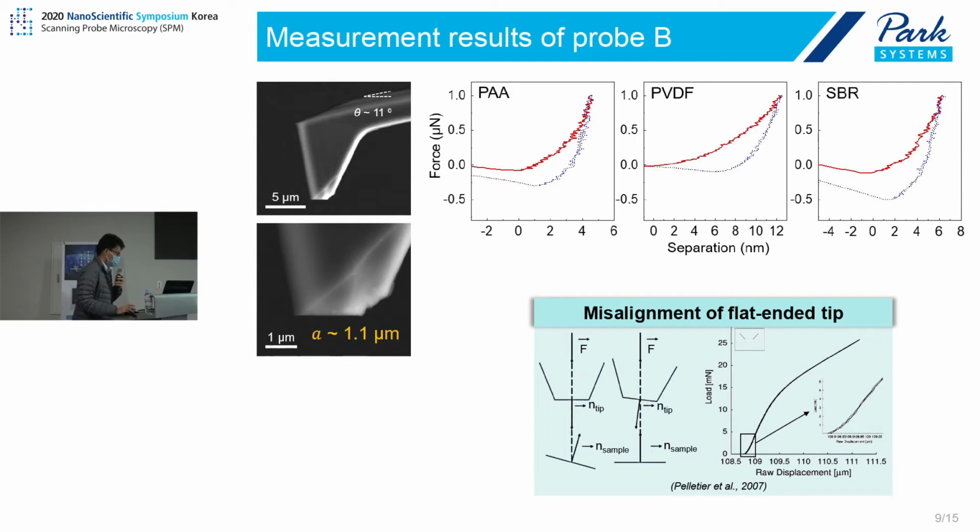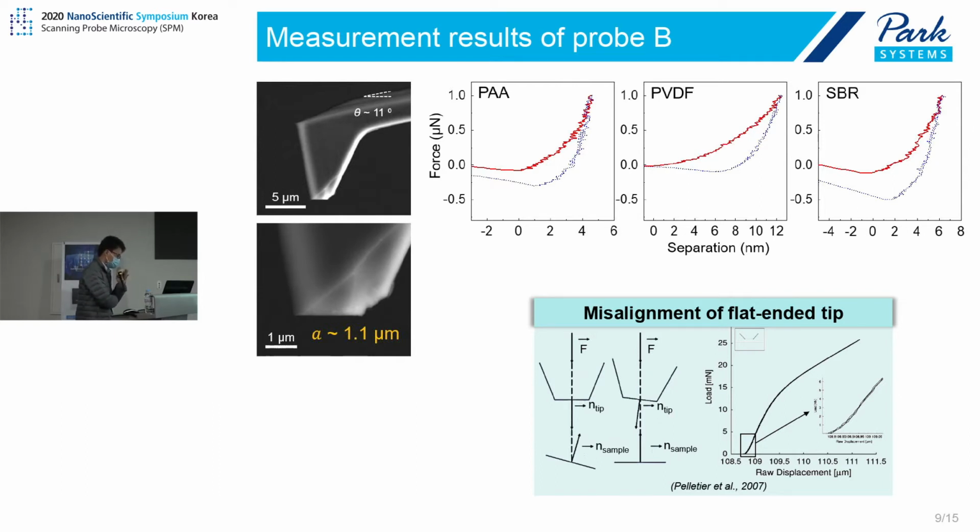So for the case of a flat tip making contact with an elastic substrate, the relationship between the force and separation is expected to be linear. However, you can easily see that the slope of the force curve increases with increasing indentation. This is due to the misalignment between the tip flat end and the sample surface, due to the surface roughness of the sample or the misalignment of the probe with respect to the AFM coordinate system. And this kind of effect is typically observed in microscale indentation measurement.